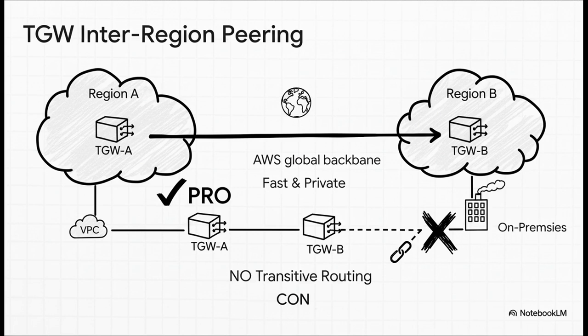But, and this is a big but, you have to remember this one critical limitation. TGW Peering does not support transitive routing. What that means is a VPC in, say, Region A can't use the TGW in Region B as a stepping stone to get somewhere else. It's a direct connection between the two TGWs, and that's it.